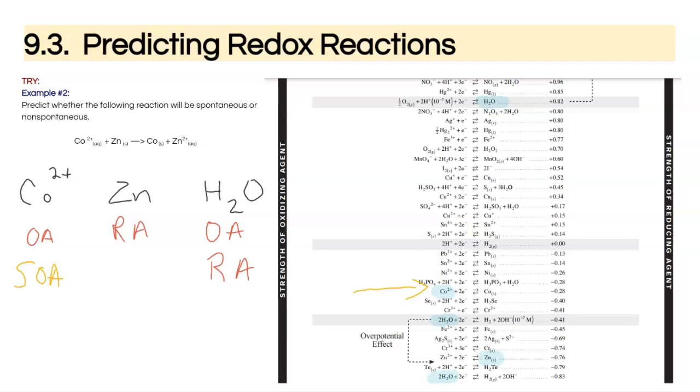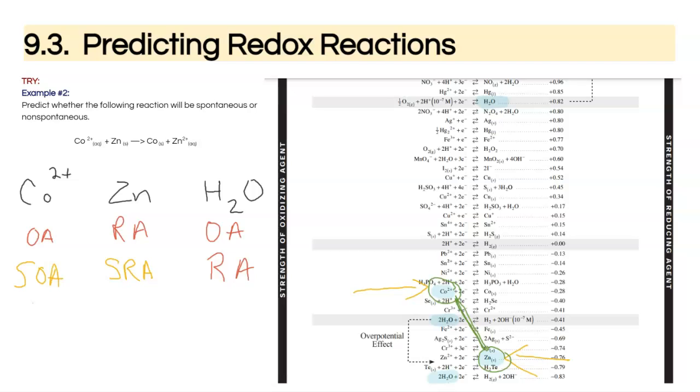The next thing I'm going to do is look for the species that is lowest on my reducing agent side, and I'm seeing that that is my zinc. So zinc is the lowest, so I'm going to label zinc as my strongest reducing agent. Now I can erase or not consider any of the other species that are there, and I simply want to look at the positioning of my SOA versus my SRA, and I'm seeing that my SOA is above my SRA, so that means that this reaction is spontaneous.